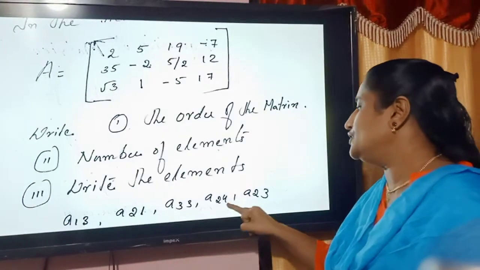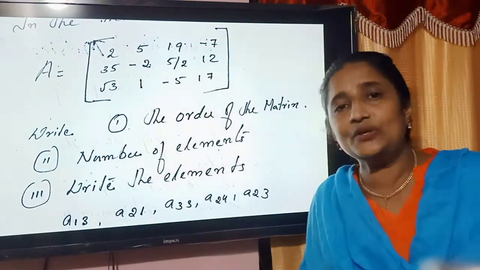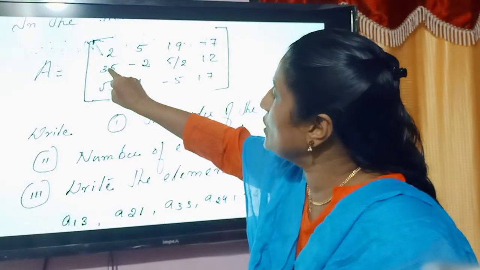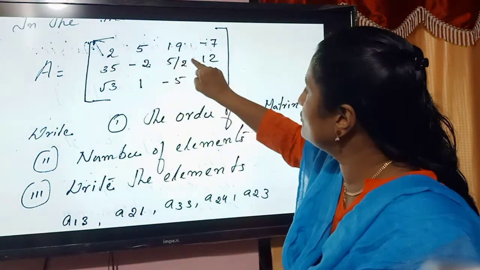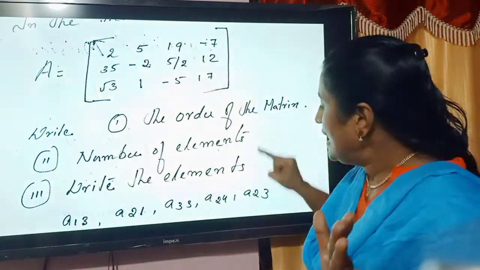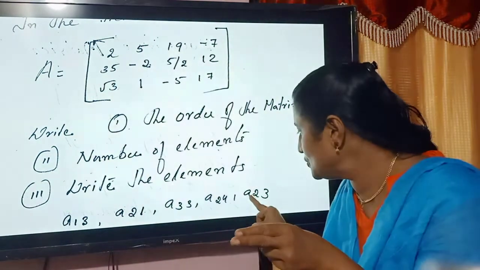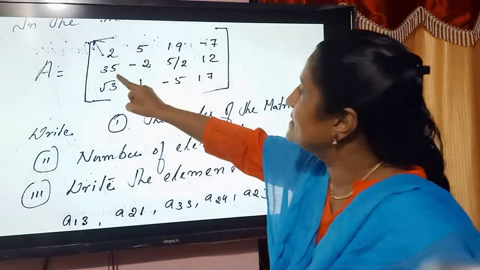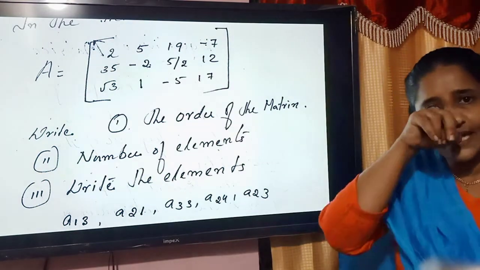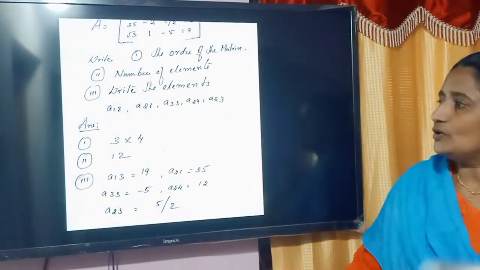Now, A24. What is A24? Second row, fourth element. This is the second row. Second row, first, second, third, fourth element. What is the fourth element? 12. Did you clear? And similarly, what is A23? A23 means the second row, third element, 5 by 2. Okay? Now, similarly, you can write all these answers. Write them.